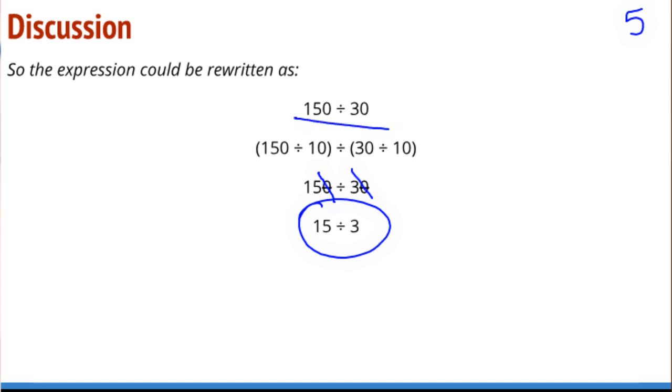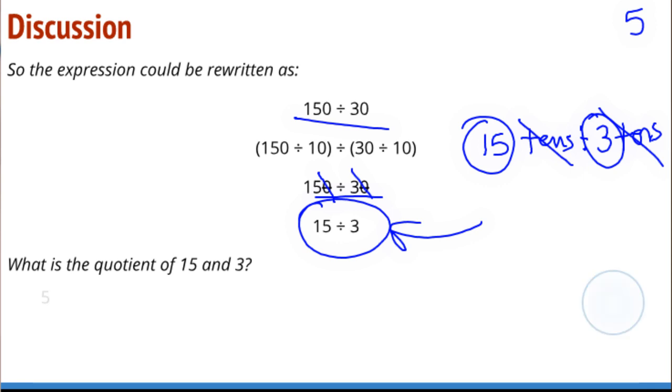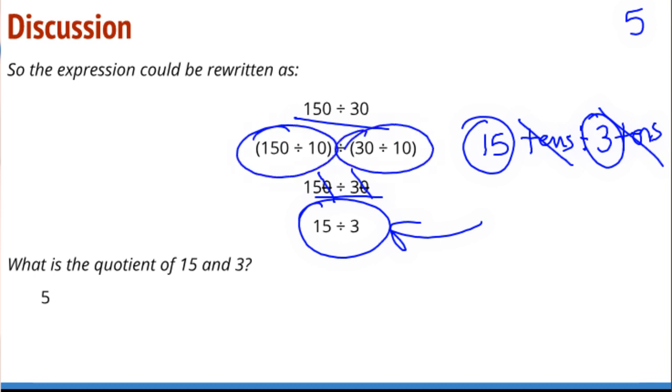So I have this 150 divided by 30, and I've got that as 15 tens divided by 3 tens. The tens will divide each other out, and I will have 15 divided by 3. And this is a very simple problem. And once again, we'll see that the quotient is 5. What we're looking at is finding some units in here that we can cancel out so that we can estimate an answer.